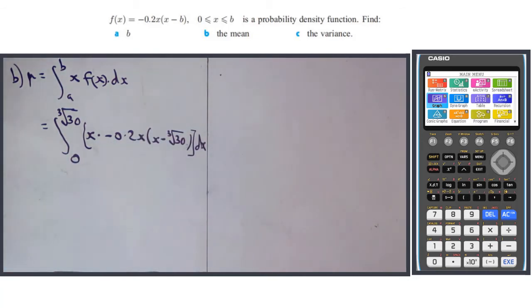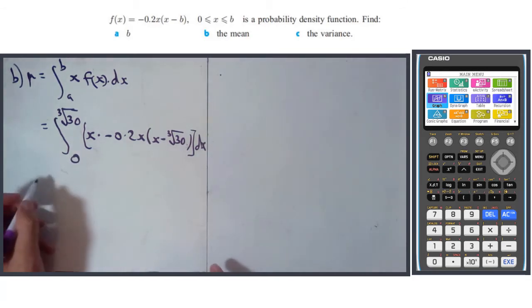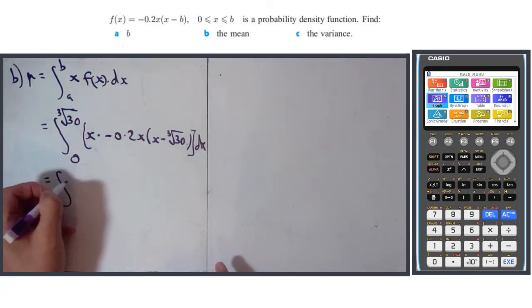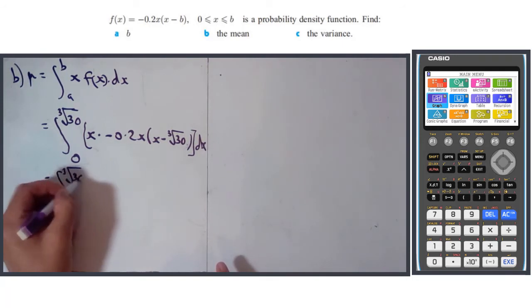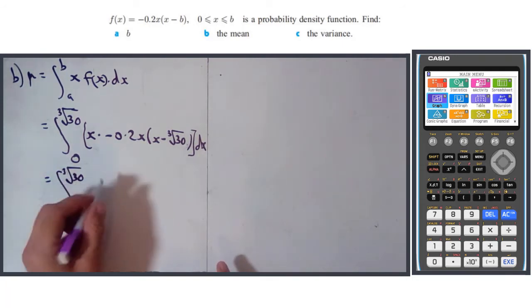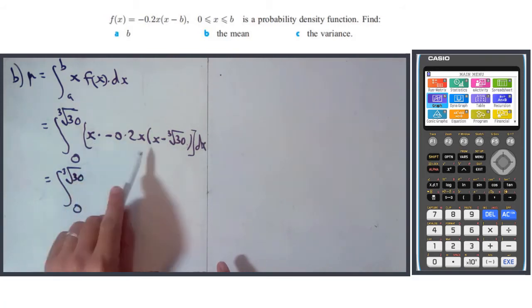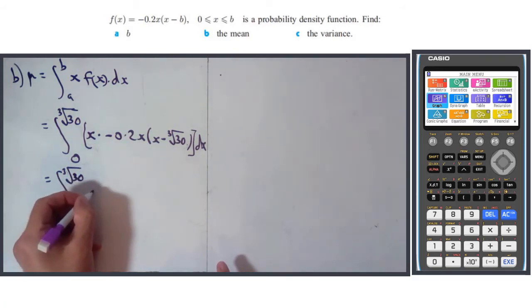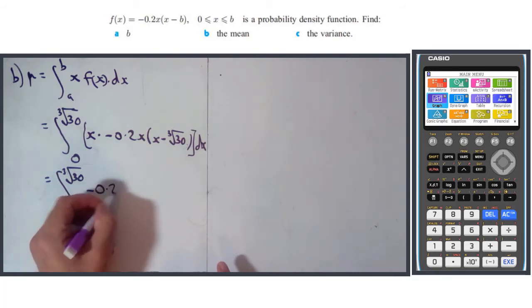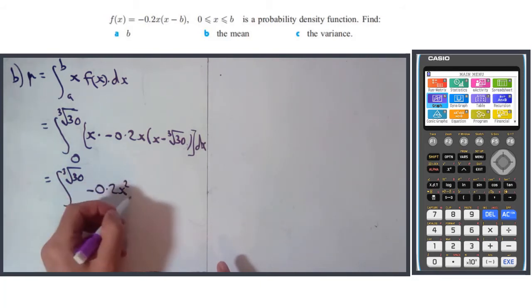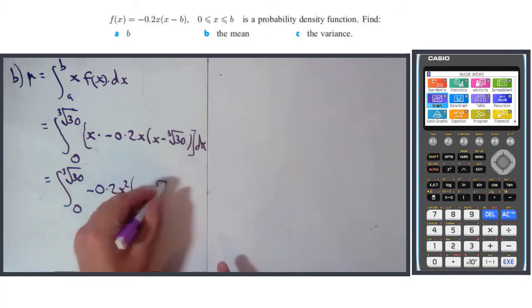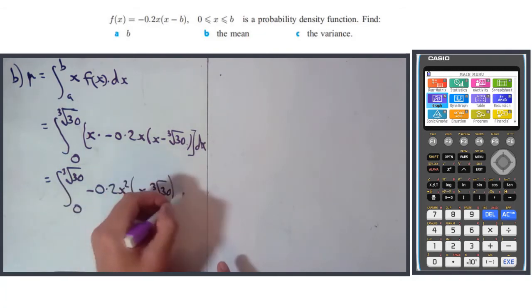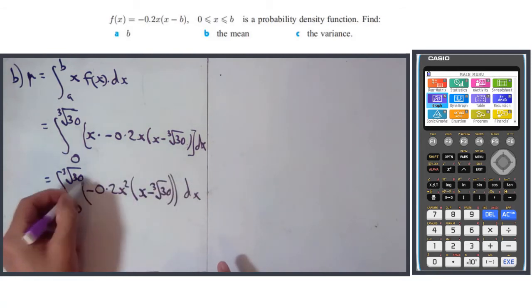dx. So we need to work that out, and actually that's quite messy, but to calculate the question, I'm going to do nearly all of it in the calculator, but I think I'll just tidy this up a little bit. So that's going to be the integral from the cube root of 30 to 0 of x times minus 0.2x, so that must be minus 0.2 x squared times x minus the cube root of 30 dx. I'm not going to do anything else with that.